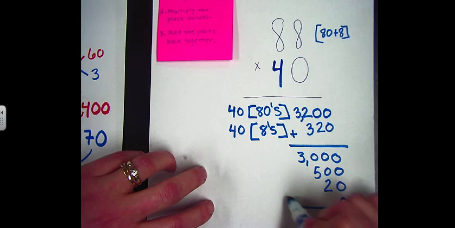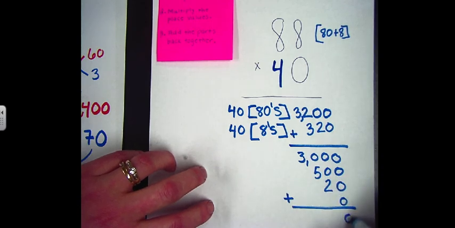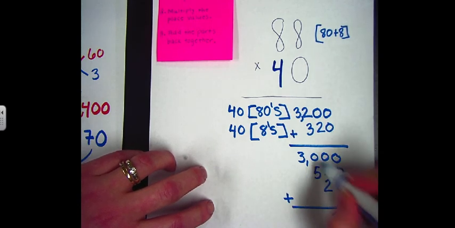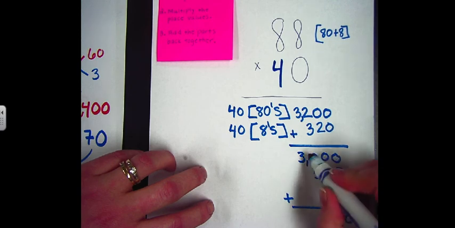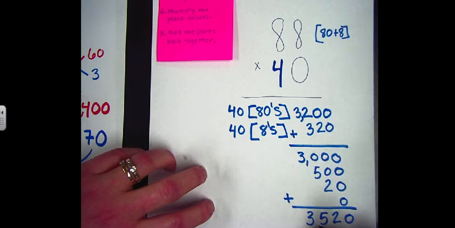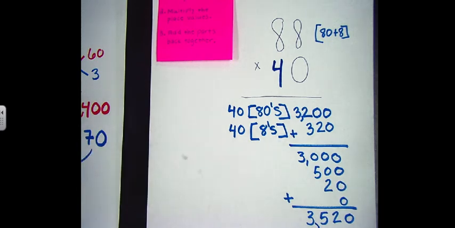Okay. So now we can add. Let's see, we have 0, 2, 5, and 3. Final answer. Not as big as your last answer, Mrs. McPhail, but this answer is 3,520.